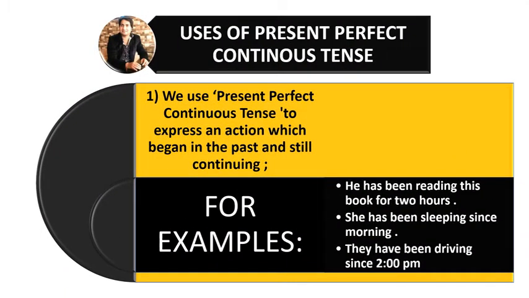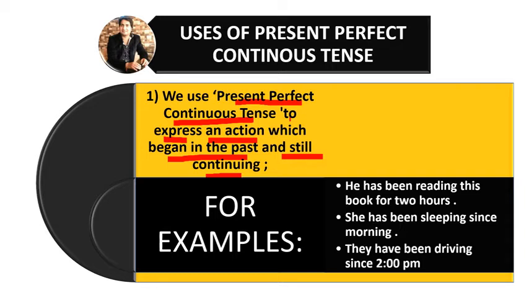Now students, let us discuss some examples based on this present perfect continuous tense. But we have to first understand the exact use before discussing the examples. Now students, rule number one: we make use of the present perfect continuous tense to express an action which began in the past and is still continuing. That means the action started some time ago, but now that action is still going on.